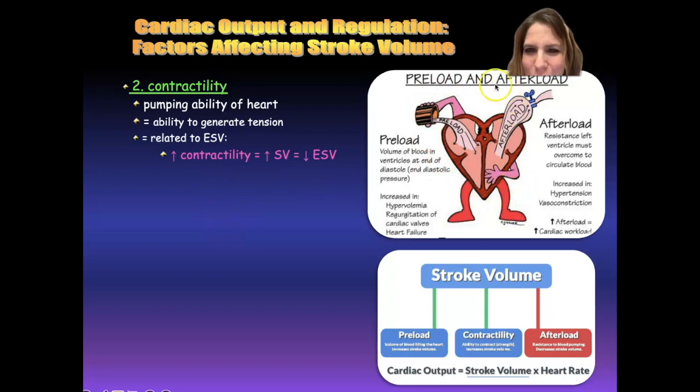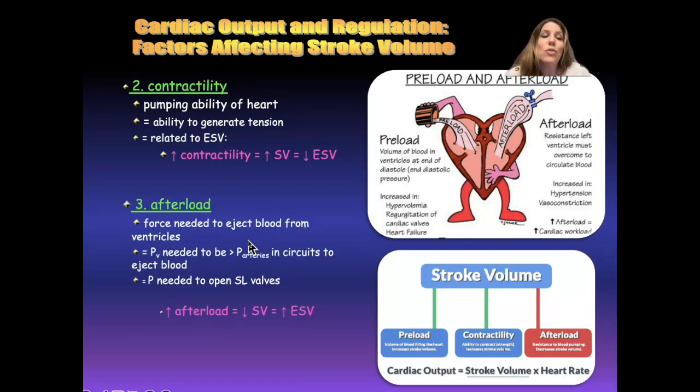So, you can look at this cartoon and say, okay, here's preload. That was the volume of blood in the ventricles at the end of diastole. Contractility is how good it is at pumping it out. And now we have a third factor that affects stroke volume, and this is the afterload. That's the force that's needed to then eject the blood from the ventricles. So contractility dealt with the tension that affects the ability of the ventricles to pump the blood out, but afterload is the actual force that's needed to eject that blood.